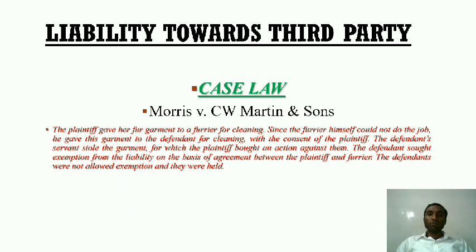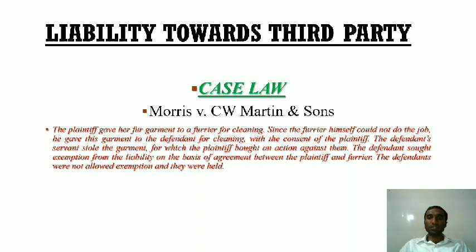So in a standard form of contract, there will be a contract between two parties and there will be no privity of contract. So we can see how the liability towards the third party arises from the case law of Morris versus C.W. Martin and Sons. Here in this case, the facts are: the plaintiff gave her fur garment to the furrier for cleaning.